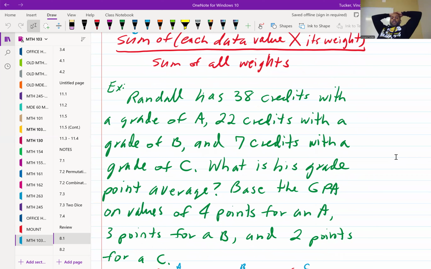All right, so we have Randall has 38 credits with a grade of A, 22 credits with a grade of B, 7 credits with a grade of C. What is the grade point average? Based on the fact that the GPA has values of 4 points for A, 3 points for B, and then 2 points for C.